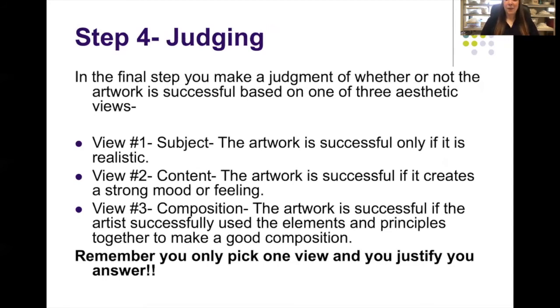The final step that we need to explain is the judging step. In the final step, you make a judgment of whether or not the artwork is successful. You base it on one of the 3 aesthetic views. You can view it on the subject, and that would be good for realistic art. So if the artwork was trying to be realistic, did they successfully achieve that realism?